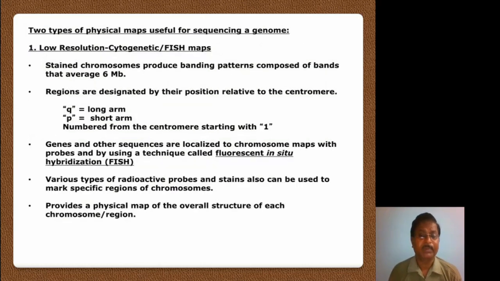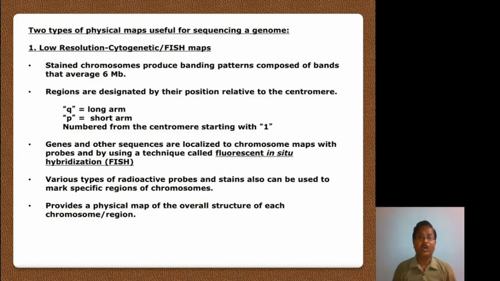There are two types of physical maps useful for sequencing a genome. One is low resolution maps, the cytogenetic or FISH sketch maps. Chromosomes can be stained with dyes. Stained chromosomes produce banding patterns composed of bands that average 6 MB. Regions are designated by their position relative to the centromere, which is at the center of the chromosome.